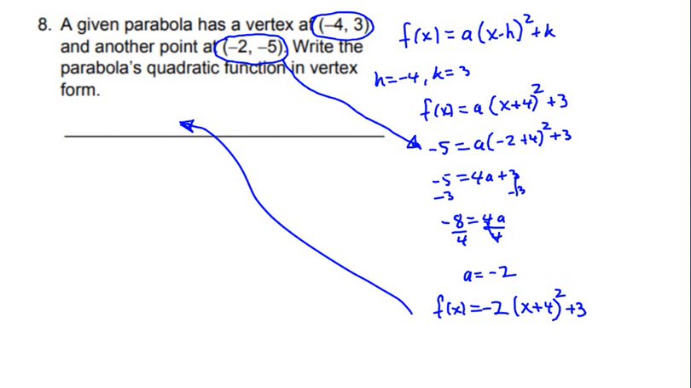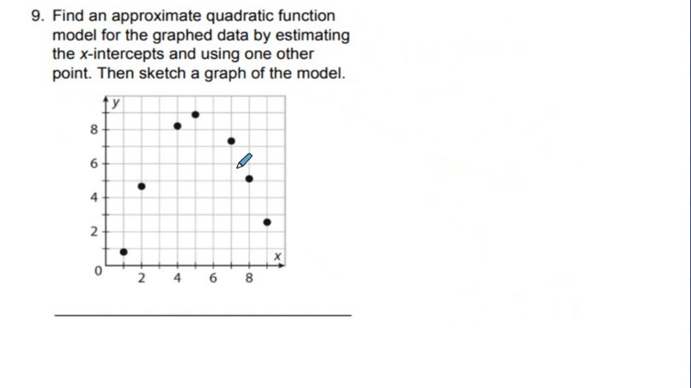Next, we're going to go to number 9, which is one of the more challenging problems. And the mistake I saw made in this one was not following the directions properly. What happens is we are going to find the x-intercepts and write this in what we call factored form, and then one other point.